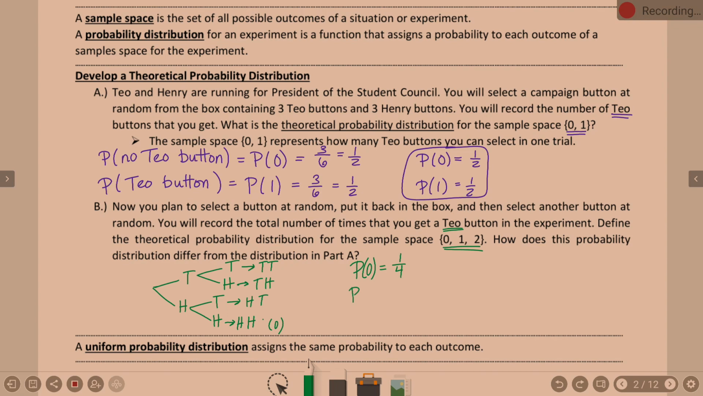Now, it also asked about the probability of 1. So, how many of my options involve getting a TO button once? Well, which ones include that? TO Henry or Henry TO. So that is 2 options out of 4, or as she said, 1/2.